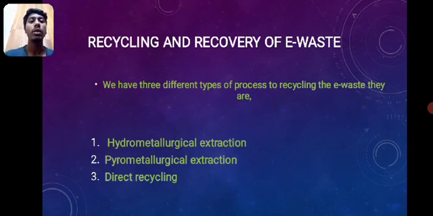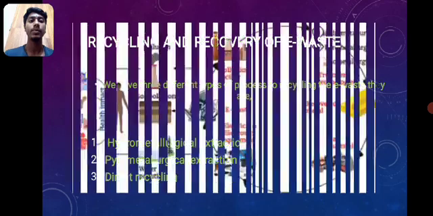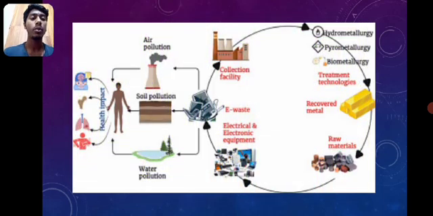Let us see the recycling and recovery of e-waste. How to do recycling or recovery of electronic wastes? We have three different types of processes to recycle e-waste: first, hydrometallurgical extraction, second, pyrometallurgical extraction, and third, direct recycling. These are the processes included in the extraction in different ways.